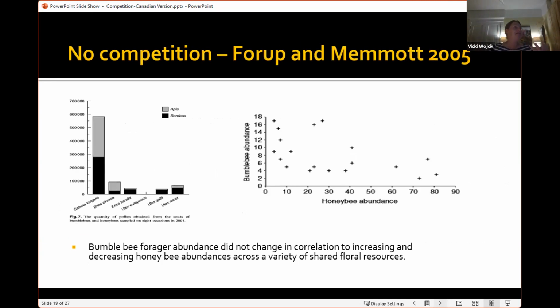Yet another one that did not claim to find competition was a study done by Whittam and Mehmet in 2005, and they looked at how bumblebee forager abundance changed or didn't change as you increased the presence of honeybees, and they studied a variety of floral resources. So they basically had a landscape where they added honeybee hives, and they targeted specific floral resources that they knew were used by both honeybees and bumblebees. And they wanted to see if, as you increase the number of honeybees foraging in that system, there was a decrease in the bumblebees using the shared resources. And they did not find any directional pattern here. When you increased honeybee abundance, you basically got no change in bumblebees.